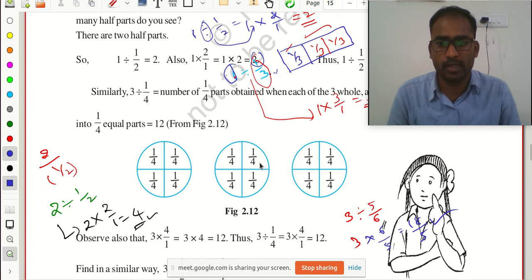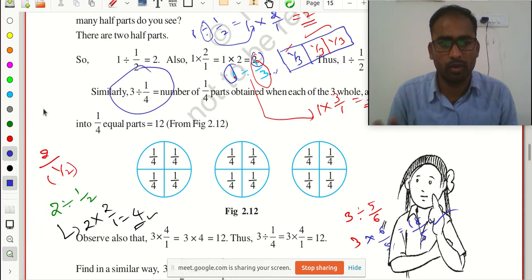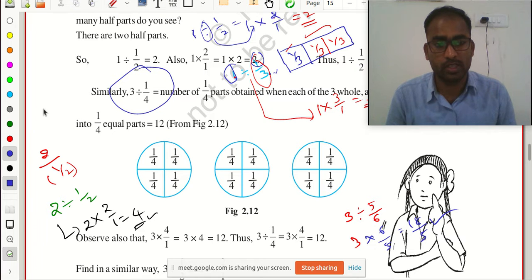Now we will understand the concept behind 3 divided by 1 by 4. If I divide this 3 by 1 by 4, how many parts of 1 by 4 will I get? That is the question behind this one. So this is our first part, second part and third part, and I am dividing each part into 1 by 4th parts.